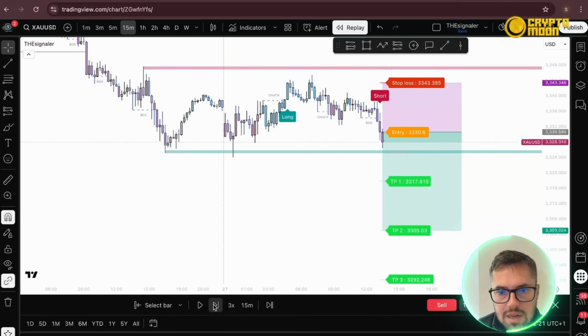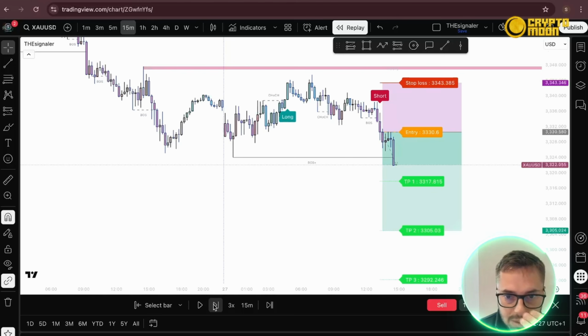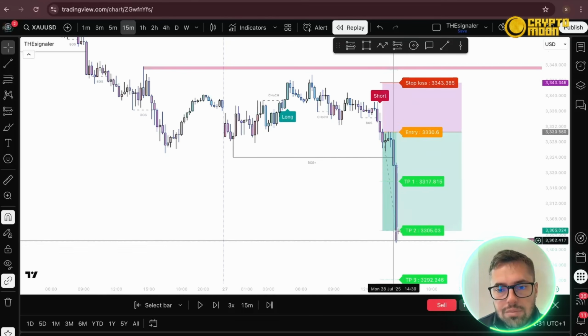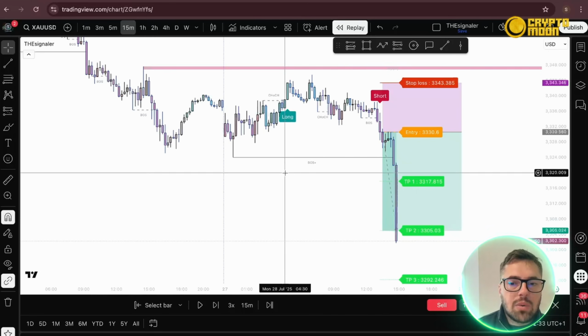So we got in, started pushing down, happy days. A little bit of resistance there coming from a previous demand. That's not a problem, but we are bearish, and you can see that it just smashed through this area. So that was a very quick trade.